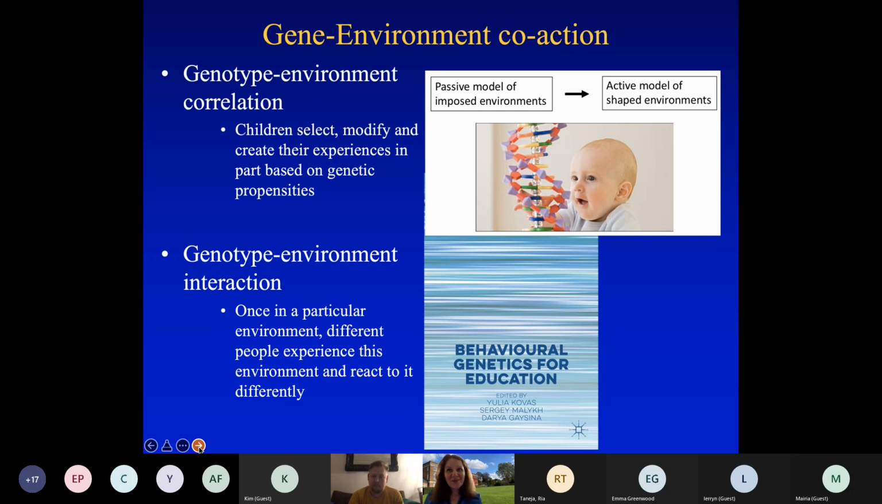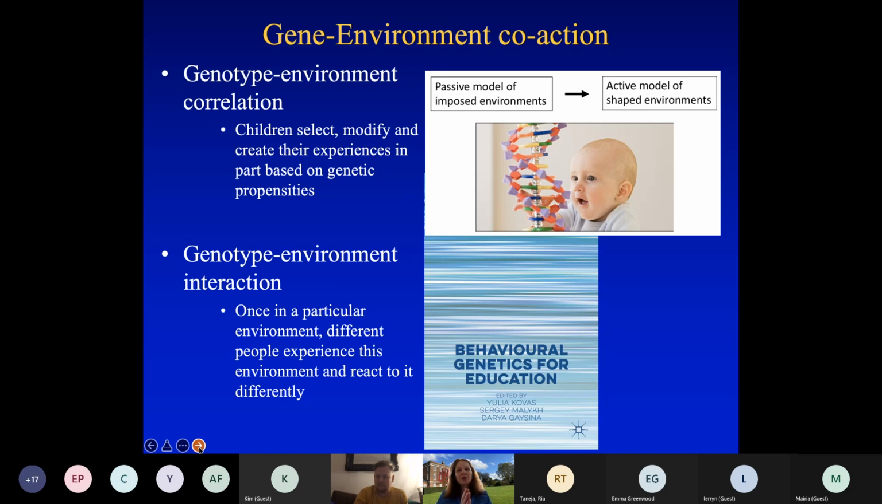So one of the last things I want to mention, which I already mentioned as an elephant in the room, or in the classroom, is this idea of continuous gene-environment co-action. Genes and environments cannot be separated. Actually, there are multiple processes through which they interact.